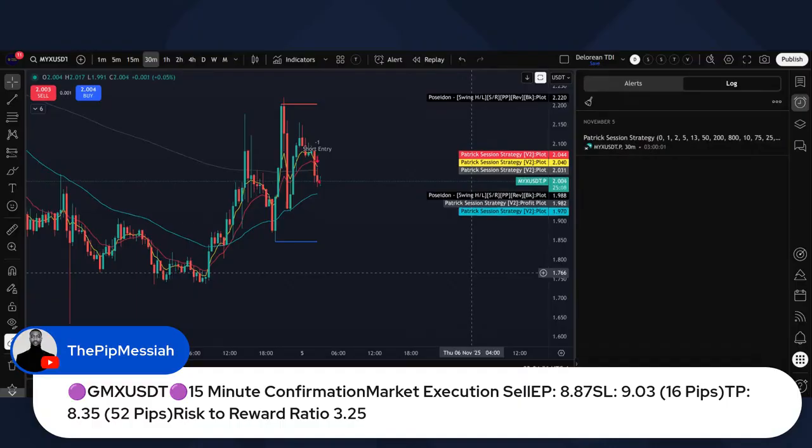Got about 10 minutes to the quarter of the hour. This particular trade is called out as a sell on MYX versus Tether. That's going to mark itself off at 3:30 a.m.